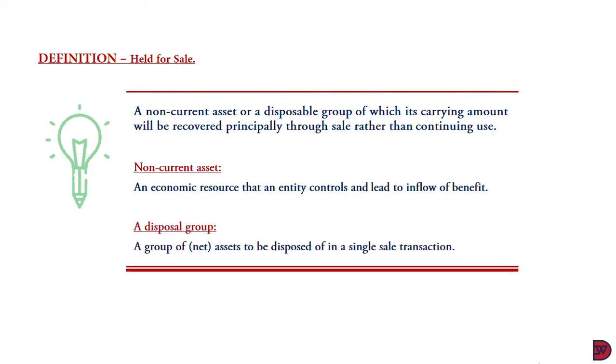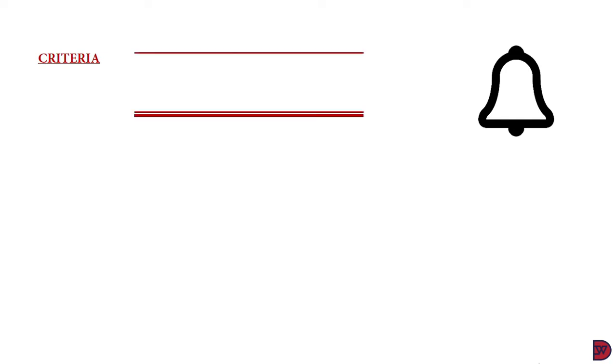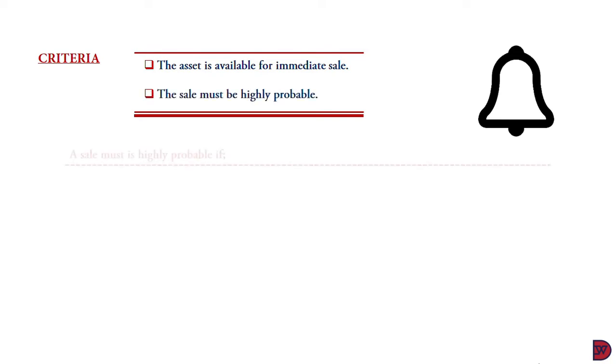A disposal group, on the other hand, is a group of assets, possibly net of related liabilities, which an entity intends to dispose of in a single transaction. Now, for an asset or a disposal group to be held for sale, it must meet the following criteria. First, the asset must be available for immediate sale. And secondly, the sale must be highly probable.